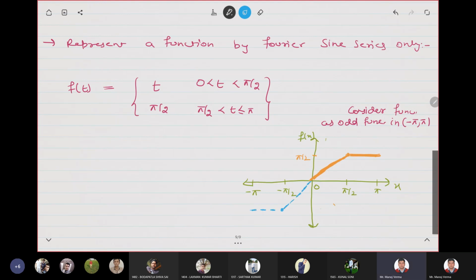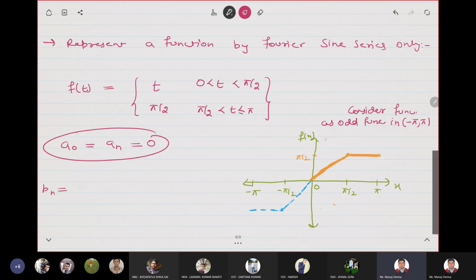If I consider this function is something like this, then of course this function is now an odd function. So for odd functions, the value of a naught and an both will become 0 directly. You have no need to calculate the value of a naught and an. If you are defining your function as an odd function, the value of a naught and an will automatically go to 0. You only have to calculate the value of bn.